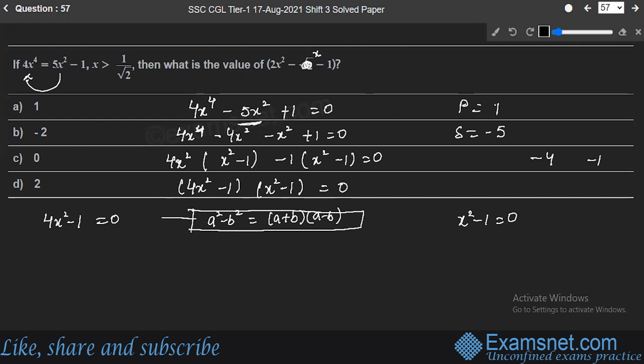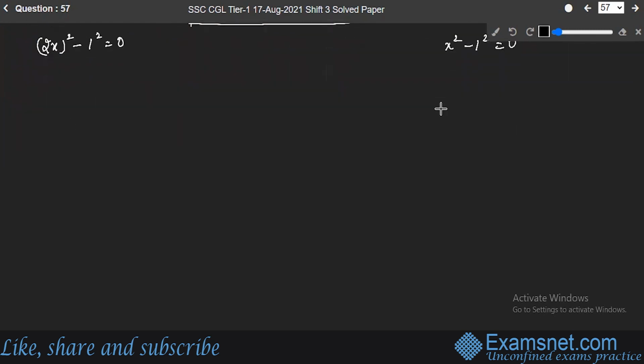Okay. I'll be filling this identity in both of them. So this will be actually (2x) whole square minus 1 square is equal to 0, and this is x square minus 1 square is equal to 0. So this will become (2x plus 1) into (2x minus 1) is equal to 0. So here you will have 2x plus 1 is equal to 0, or 2x minus 1 is equal to 0.